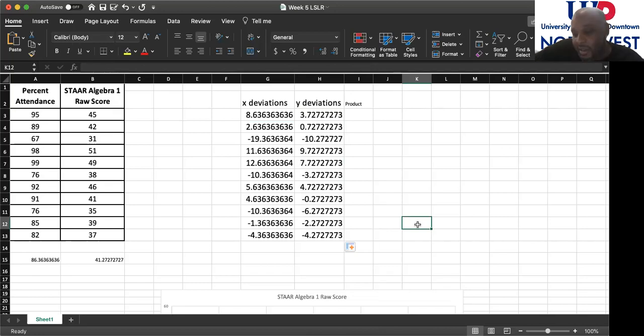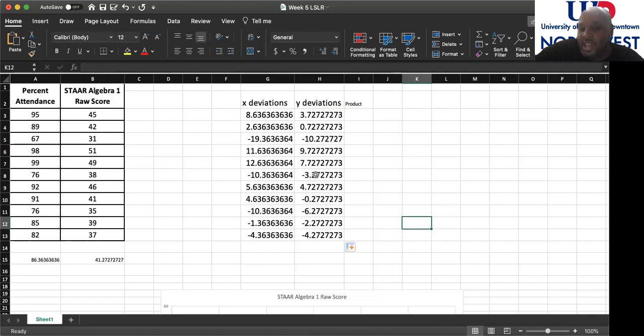Before we do any other math, let's talk about this real quick. Notice the deviations as pairs. This first deviation is positive for x. This first deviation for y is positive. This one is positive. This one is positive. Look here. When it's negative, this one is negative.